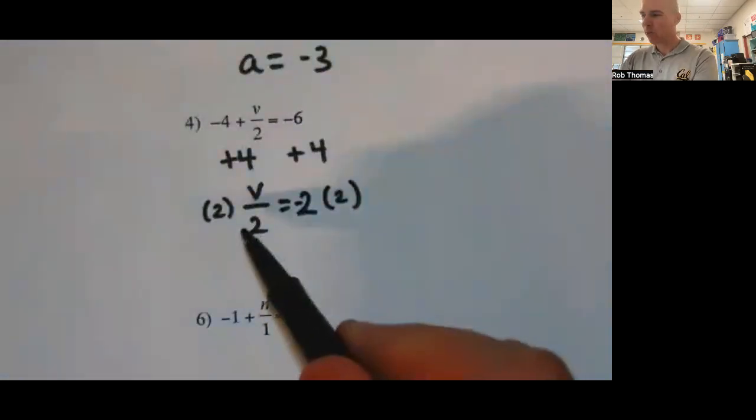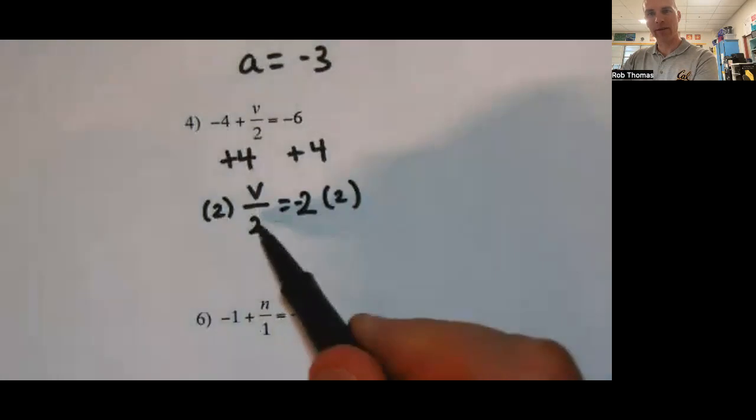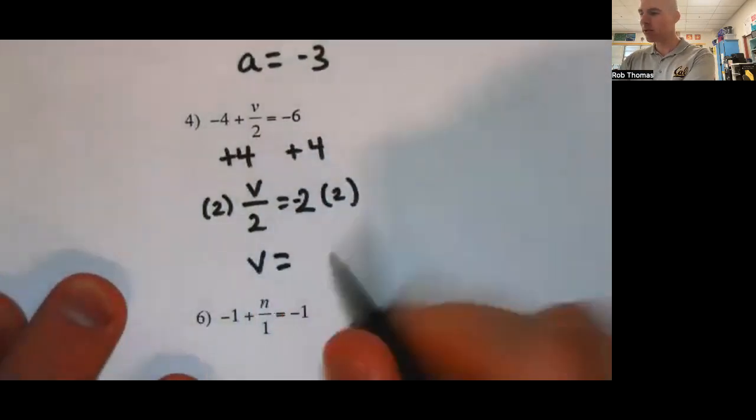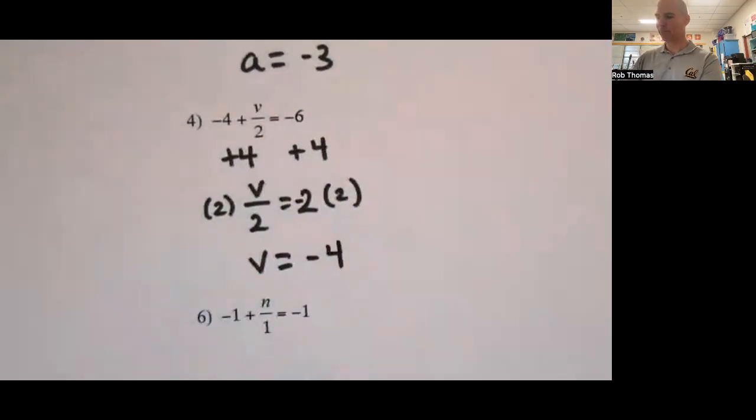And so what we wind up with here is 2v divided by 2. That leaves us with just 1v. And then -2 times 2 is -4.